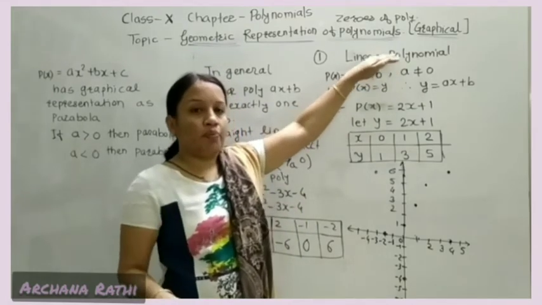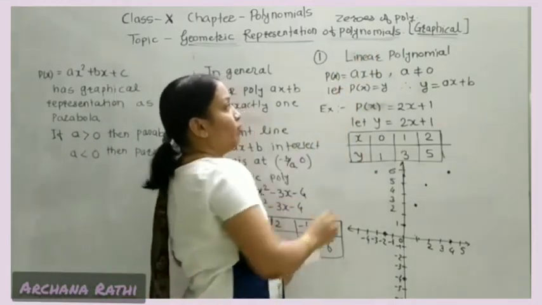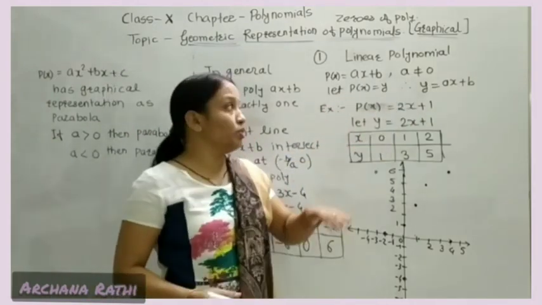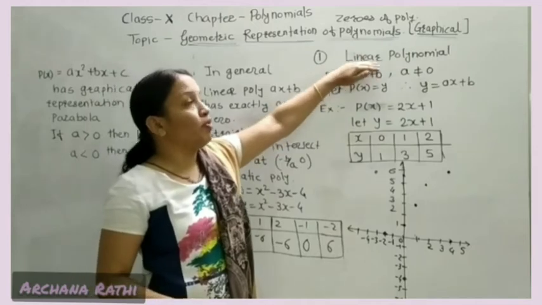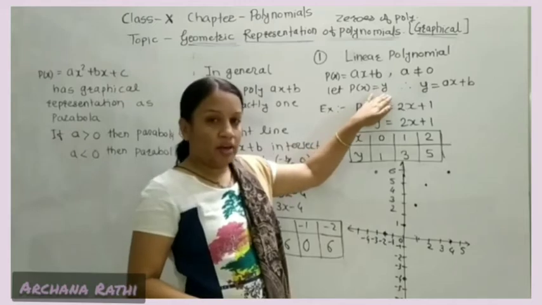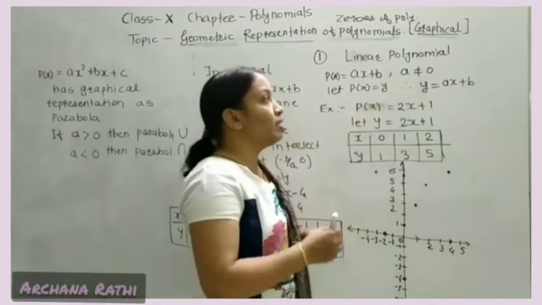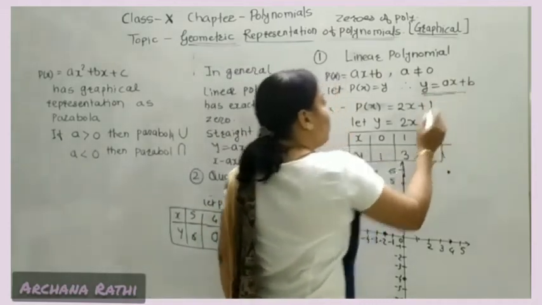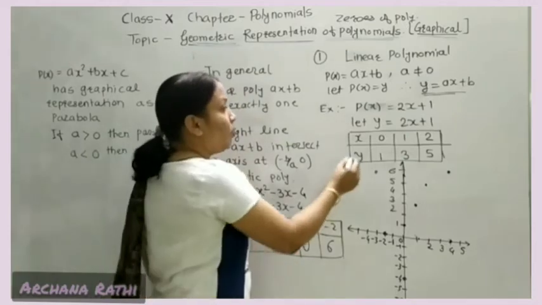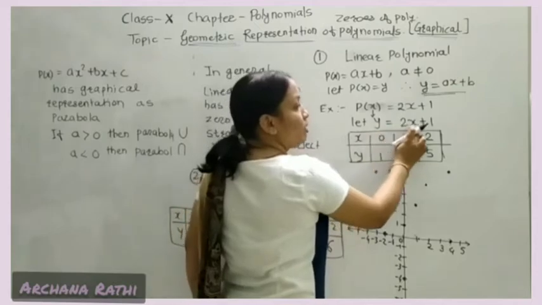Whenever there is a linear polynomial in one variable, the standard form is p(x) = ax + b, where a is not equal to 0. This is the generalized form of the linear polynomial. Let p(x) equal y to plot it on the graph, so y = ax + b. For example, we take p(x) = 2x + 1. Let p(x) = y, that is, y = 2x + 1.